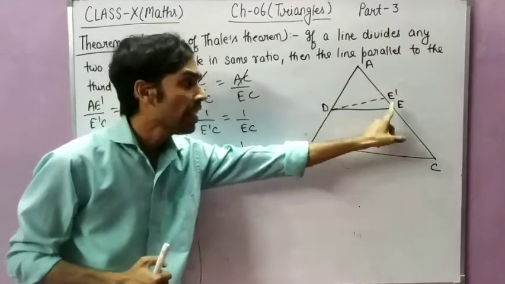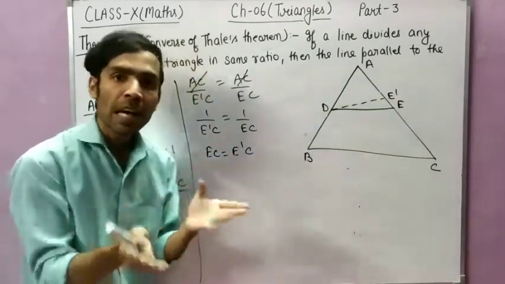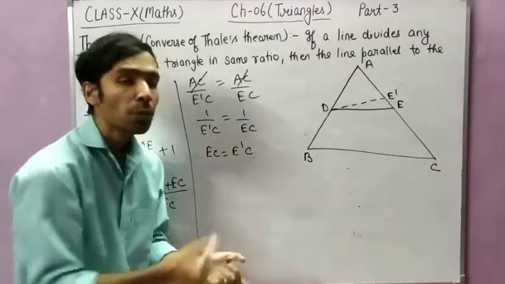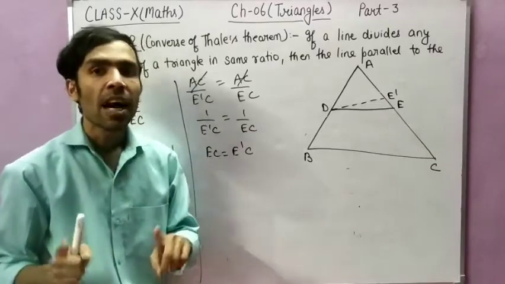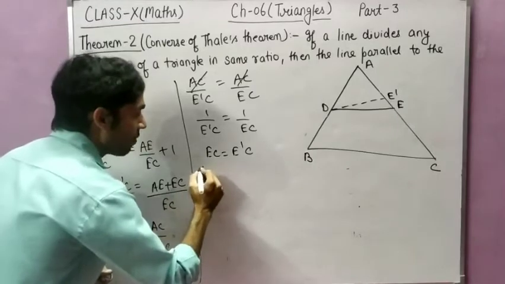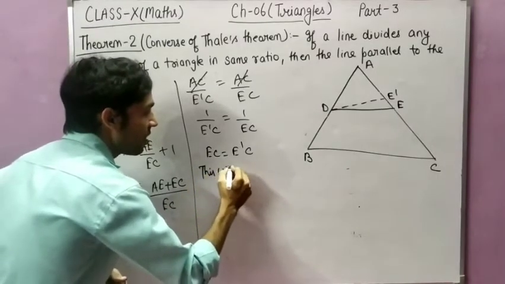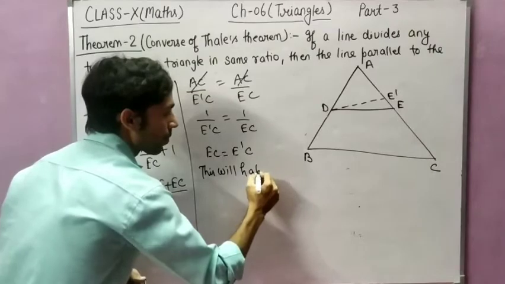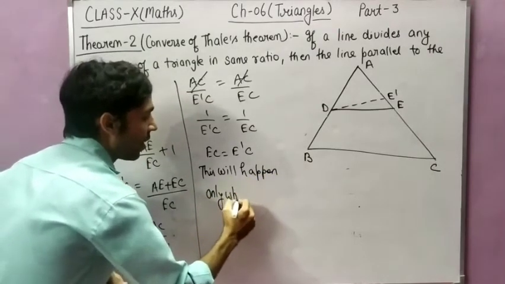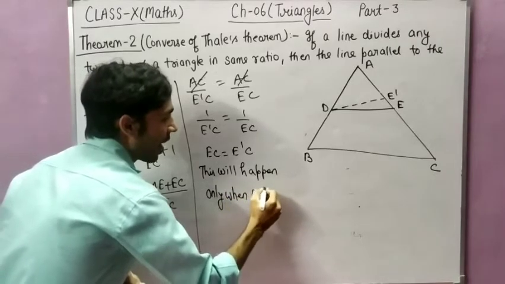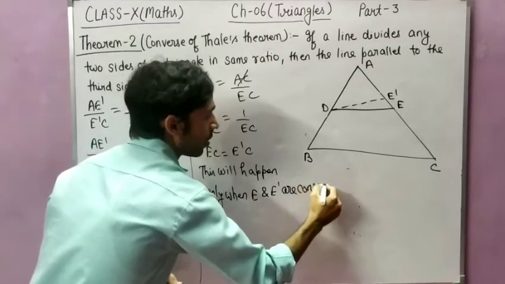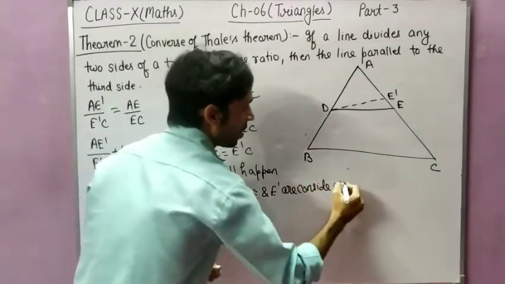फिगर से तो देखने से लग रहा है कि E dash C and EC both are different, but after solving we can see that EC is equal to E dash C, and this will be possible only when E and E dash are not different points, they will be the same point. So we will write that this will happen only when E and E dash coincide with each other.